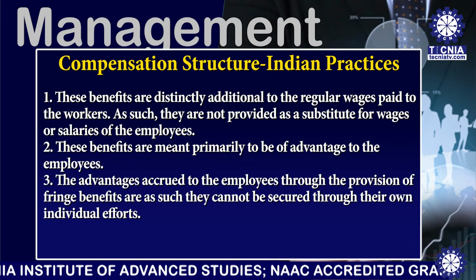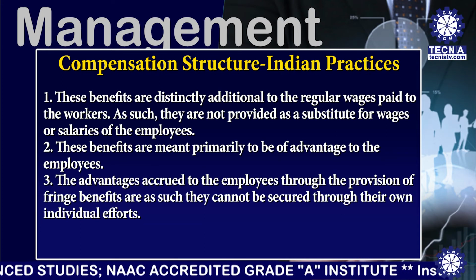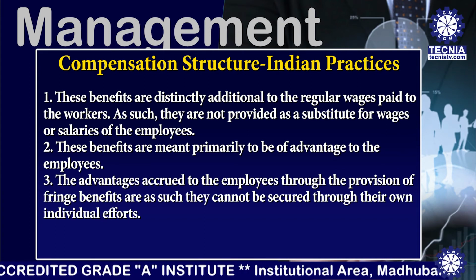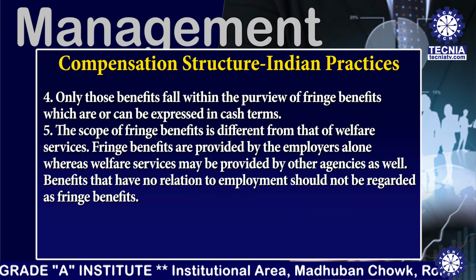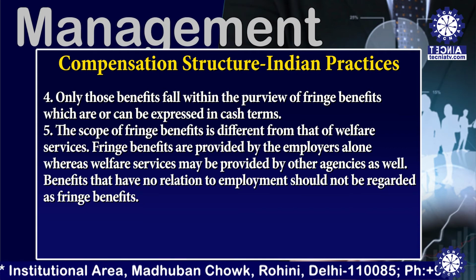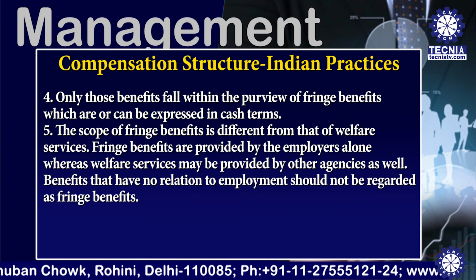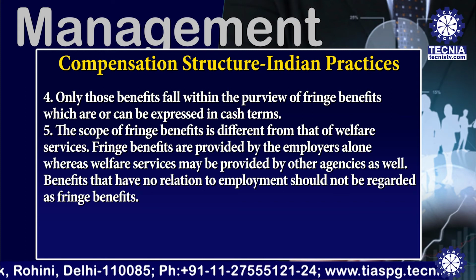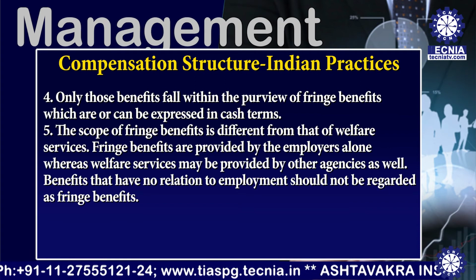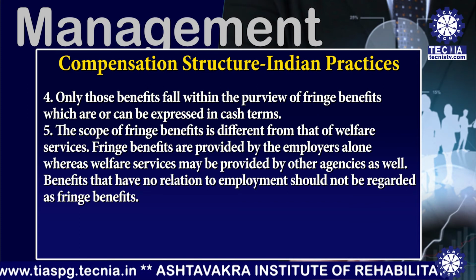Second characteristic, these benefits are meant primarily to be of advantage to the employees. Next, the advantages accrue to the employees through the provision of fringe benefits as such they cannot be secured through their own individual efforts. Next characteristic, only those benefits fall within the purview of fringe benefits which are or can be expressed in terms of cash. Next point, the scope of fringe benefits is different from that of welfare services. Fringe benefits are provided by the employers alone, whereas welfare services may be provided by other agencies as well. So the benefits that have no relation to the employment should not be regarded as fringe benefits.